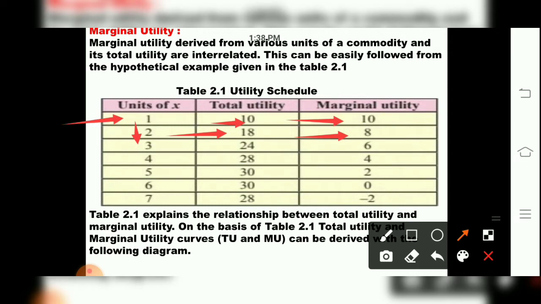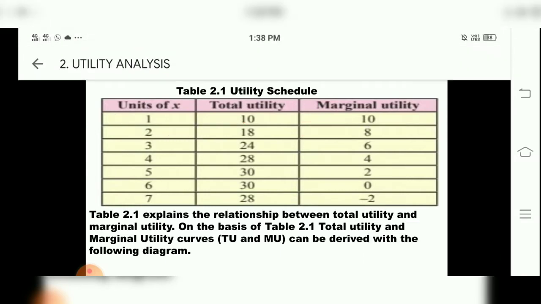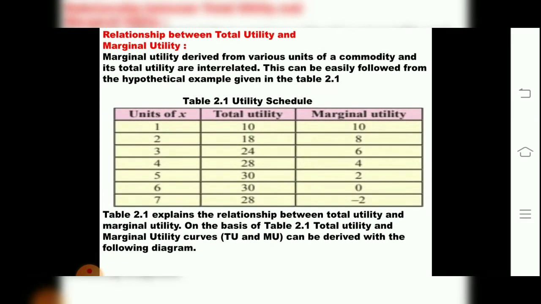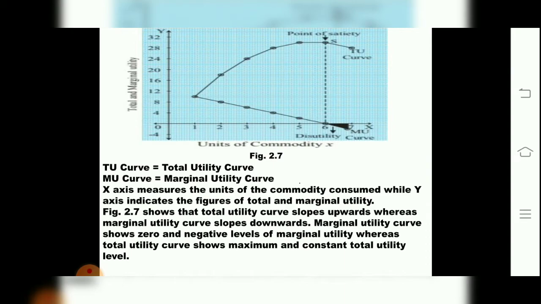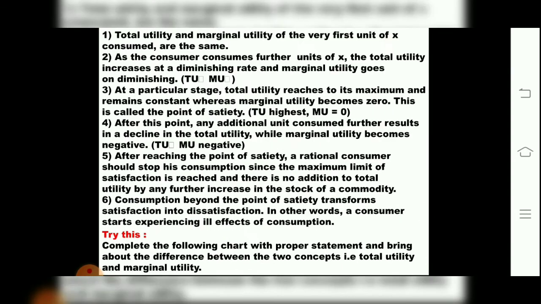If you can see in the table, total utility has increased with consumption of each unit, but marginal utility has decreased, from 10 to 8, 8 to 6, and total utility has increased from 10 to 18, 18 to 24. So this was the second point from the table. Now come to the third point.